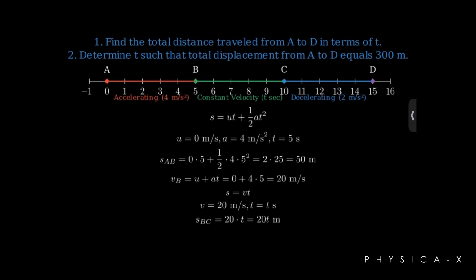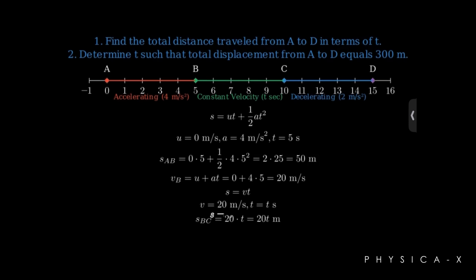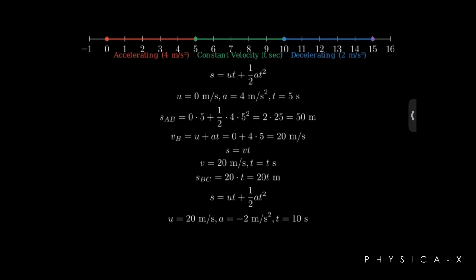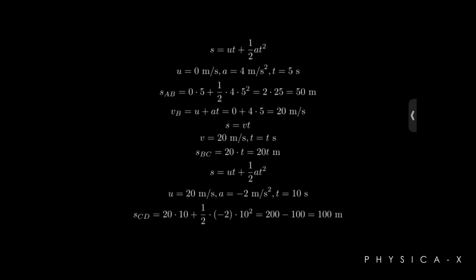Finally, let's analyze the third segment, from C to D. For uniformly decelerated motion, we again use the equation distance equals initial velocity times time plus 1/2 acceleration times time squared. The initial velocity is 20 meters per second. The acceleration is -2 meters per second squared deceleration, and the time is 10 seconds. Plugging these values in, we get distance equals 20 times 10 plus 1/2 times -2 times 10 squared, which is 200 minus 100, giving us 100 meters for the distance from C to D.